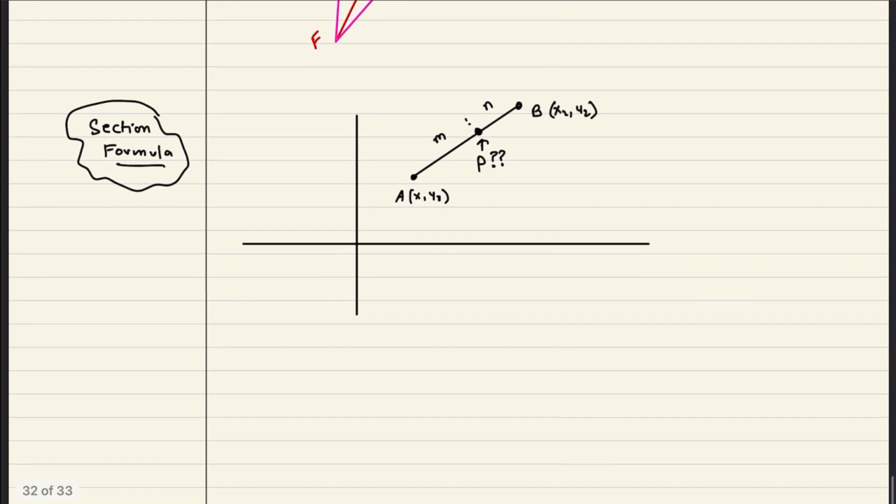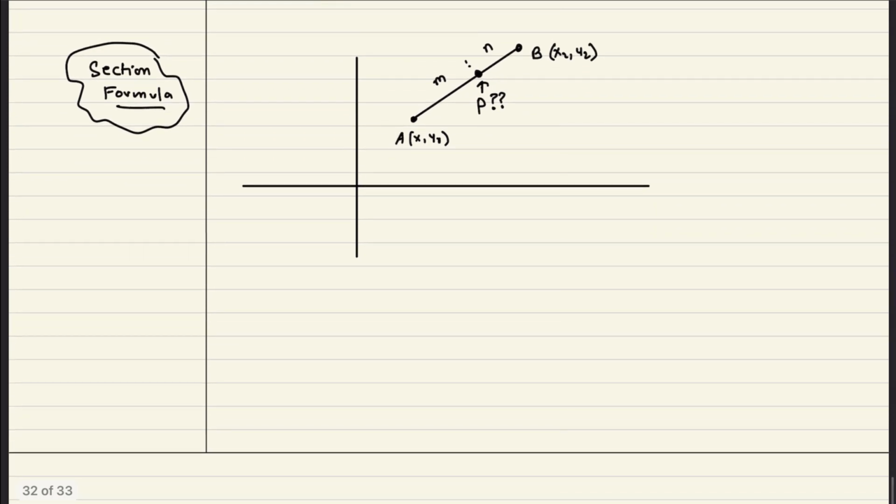One is the section formula, and the other one is very much related to it. It's the coordinate of the centroid. So let me quickly tell you about these, because it's very useful for other problems as well. So maybe you can use them elsewhere.